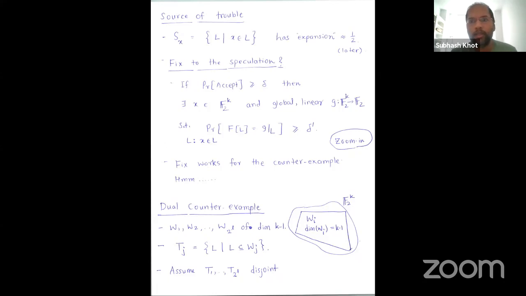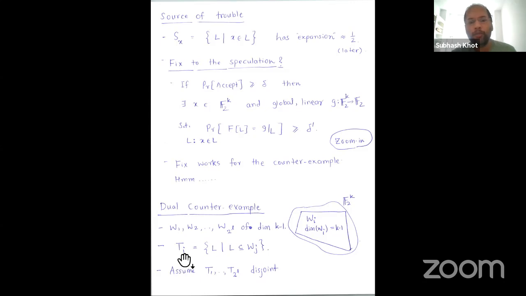So this I will describe in detail. The dual counterexample is: you pick, so the whole space has dimension k, and you pick distinct subspaces or hyperplanes of dimension k minus 1, W1, W2, up to W sub 2 to the L. So there are 2 to the L many of these, for a reason that will become clear immediately.